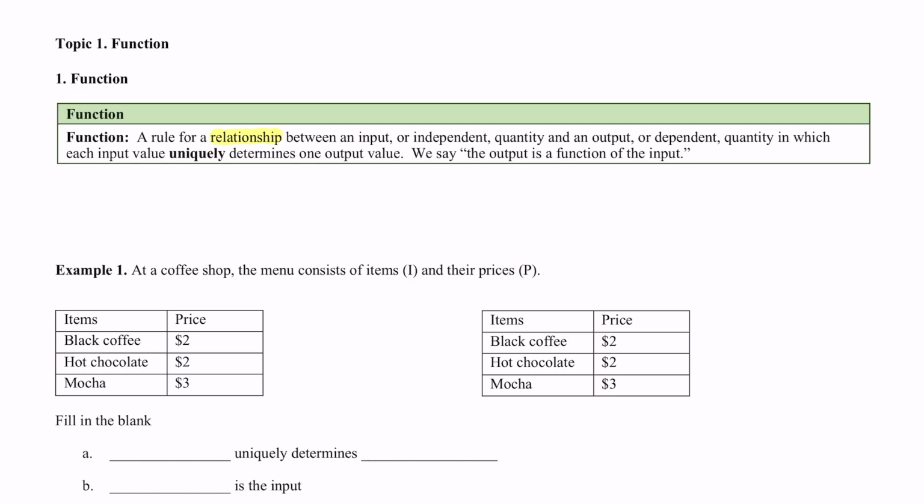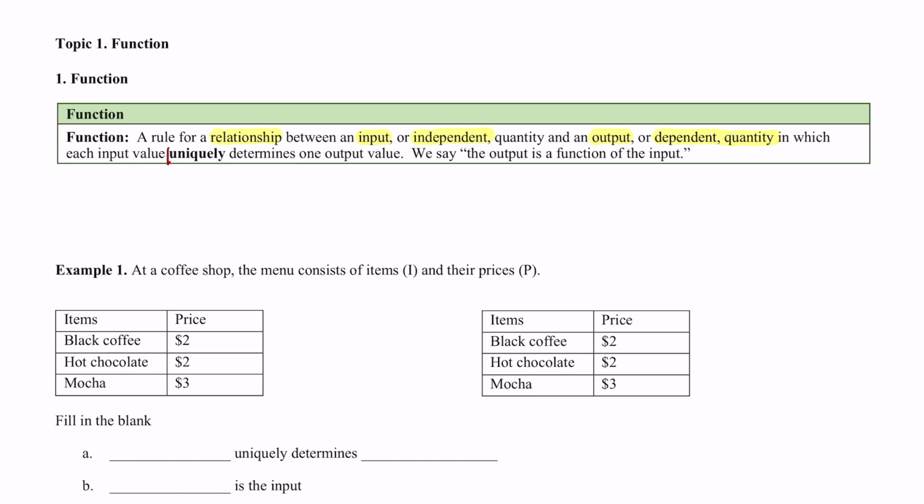The first quantity is called the input, and you can also call it the independent quantity. The second quantity is called the output, or you can say the dependent quantity. So the relationship between those special quantities is a function. And at the same time, we say each input uniquely determines one output value.